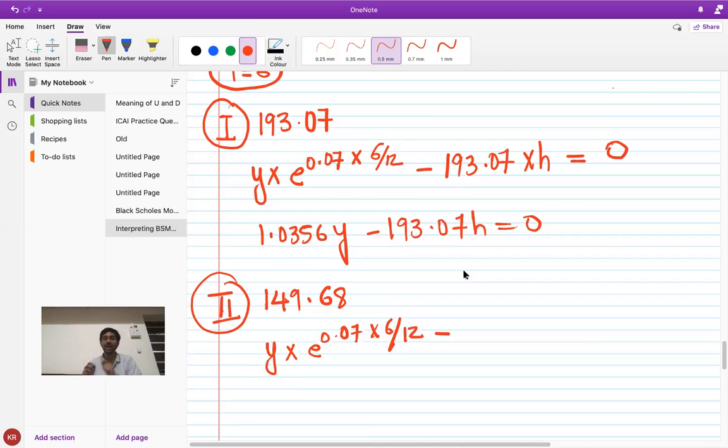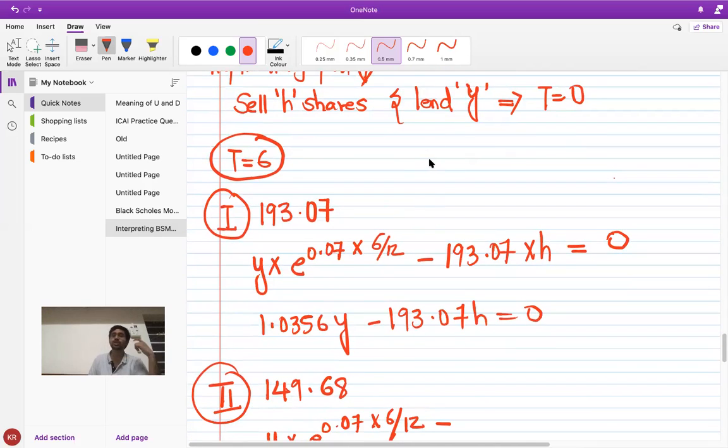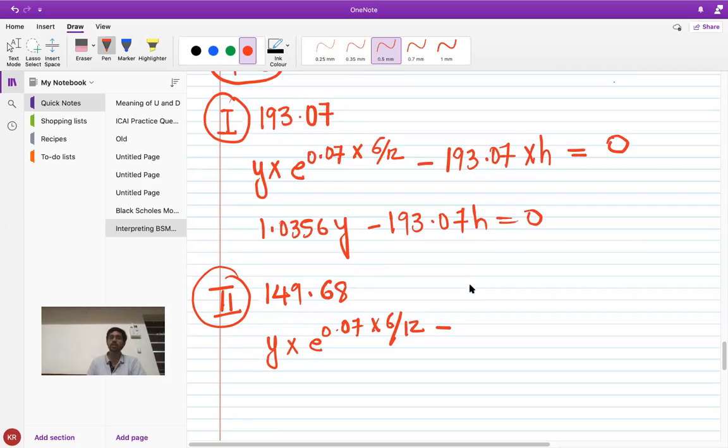Now, if you remember, I said we borrow shares from a broker and short sell them in the market at t equal to 0. Now I have to return those shares back to the person who lent them to me. To return those shares, I have to purchase them from the market, and each share is available at 149.68, and I want h number of shares. Therefore, my cash outflow is going to be 149.68 into h.